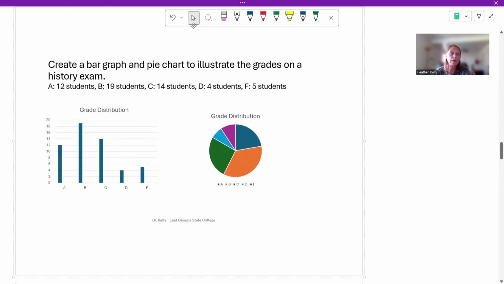Here I have created a bar graph and a pie chart to illustrate the grades on a history exam where 12 students made an A, 19 made a B, 14 a C, 4 a D, and 5 students got an F. And you can see both of those charts there.